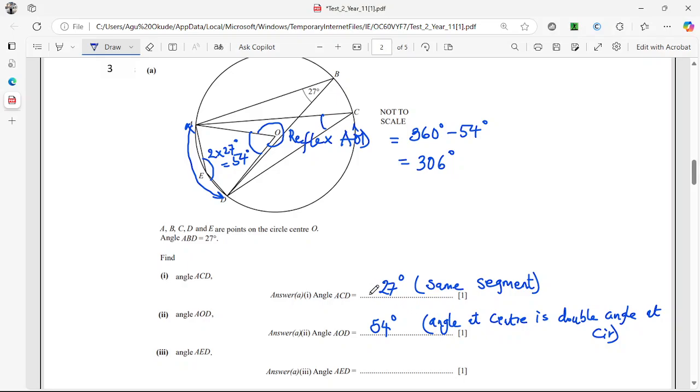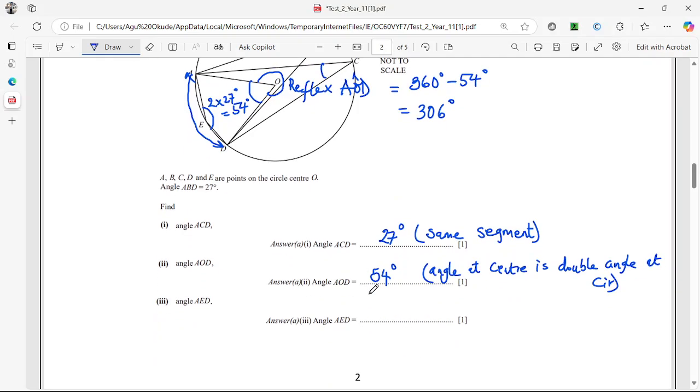Now the theorem I'm going to use here is that same theorem. So this angle AED is half of reflex AOD. So basically I'm going to do half times 306 degrees. So this is 153, and that's the answer. 153 is the answer.